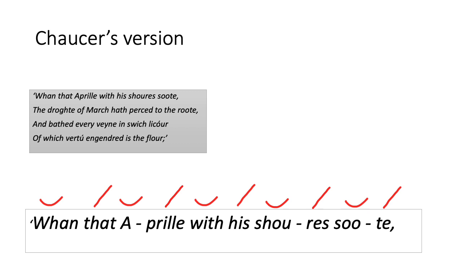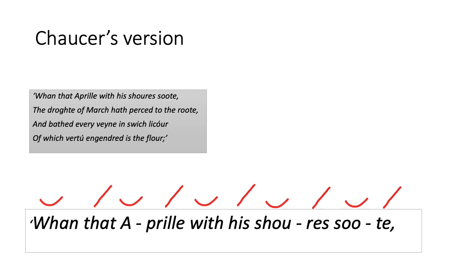Here's an example from Chaucer himself. At the beginning of the prologue, he uses iambic pentameter, and you can see the stressed and unstressed syllables. So we go smile, frown, smile, frown. So unstressed, stressed, unstressed, stressed, duh, dum, duh, dum. When that April with his showers soote. When that April with his showers soote.